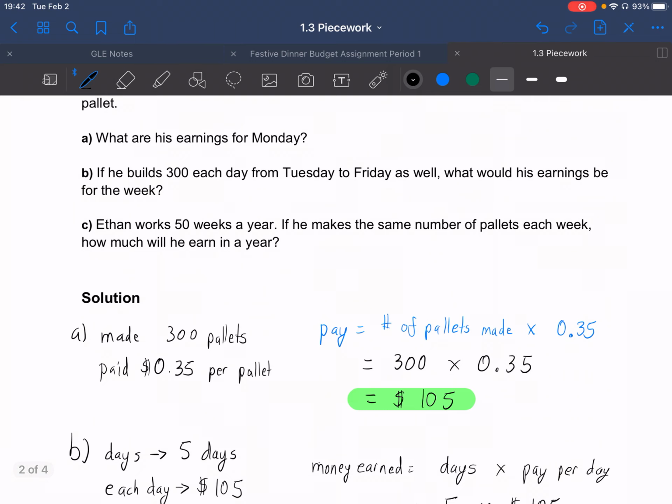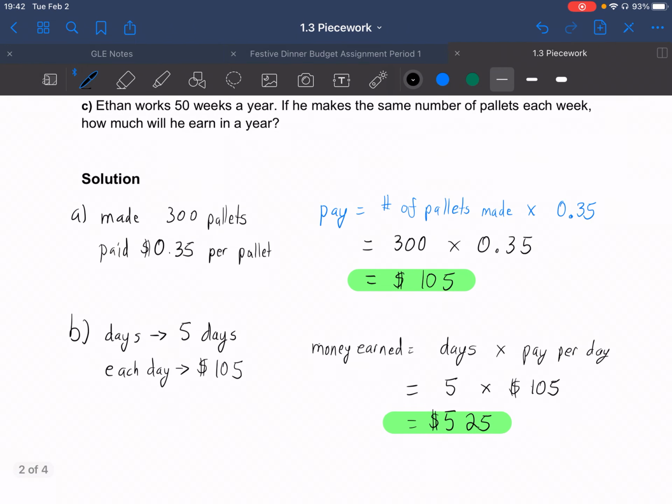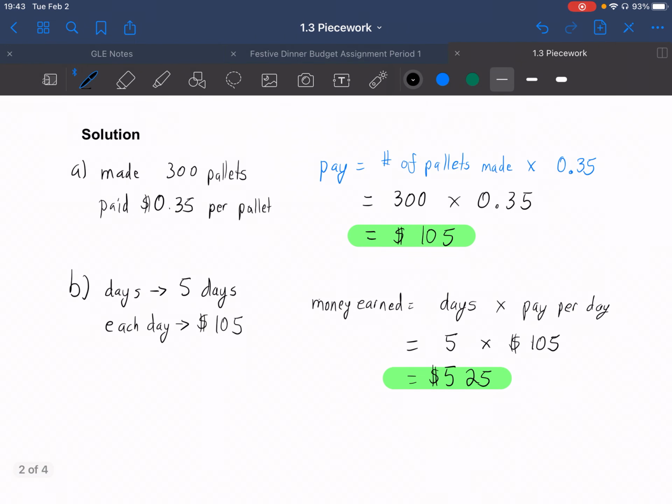So, Ethan works 50 weeks per year. So he gets 2 weeks off each year. If he makes the same number of pallets each week, how much will he earn? So for this one, what we're going to do is take a week's wage, and we're going to times it by the number of weeks worked in the year.